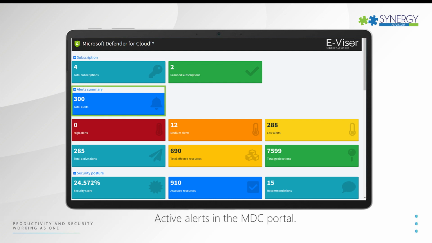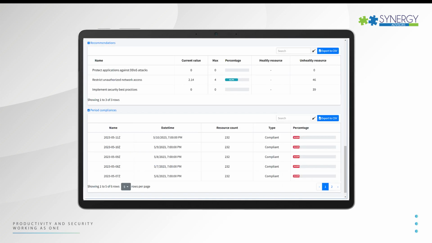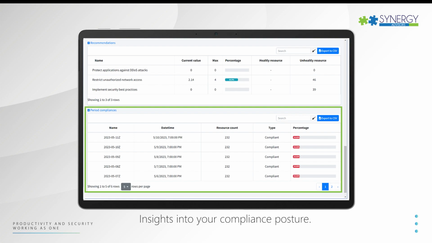in the Microsoft Defender for Cloud portal, active alerts categorized by high, low, and medium severity levels, affected resources and locations, secure score to help you improve the security posture of Azure resources, hybrid workloads, and multi-cloud environments, total evaluated resources, total recommendations provided by Microsoft Defender for Cloud to enhance the security of affected resources, detailed information about the generated alerts, table of global recommendations from Microsoft Defender for Cloud for the entire tenant, insights into your compliance posture based on how you are meeting specific compliance requirements.